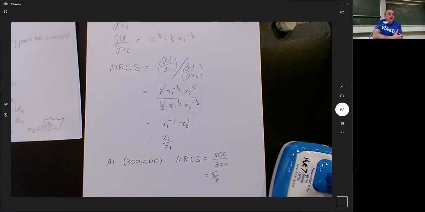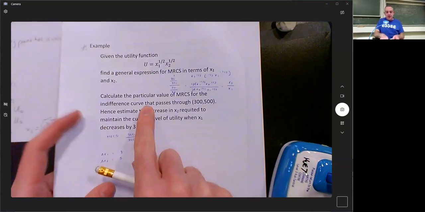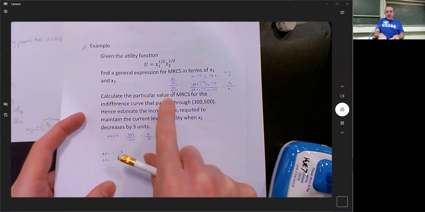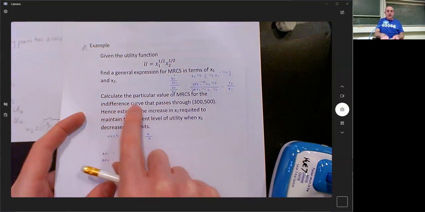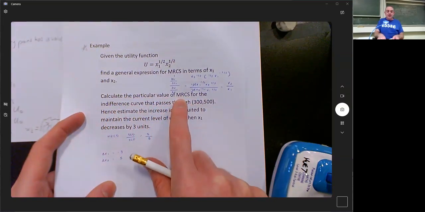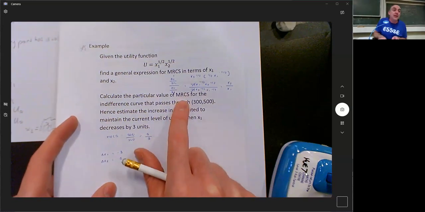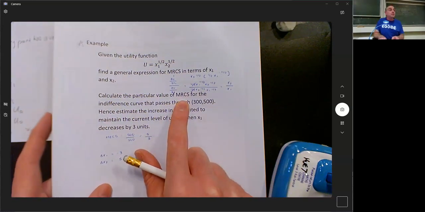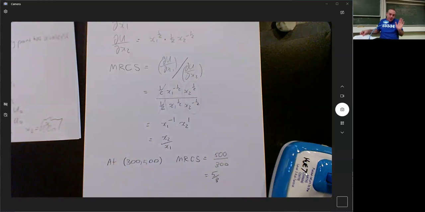Now that will technically be different at different places on the utility curve. At this point, it's this. So the way that this sentence is written is it seems to say that for the entire indifference curve that passes through this, the MRCS will be the same. I'm not sure I believe that, but I could be wrong.